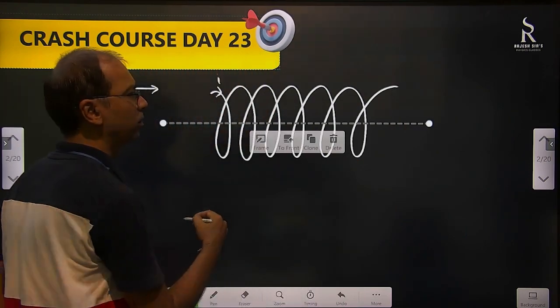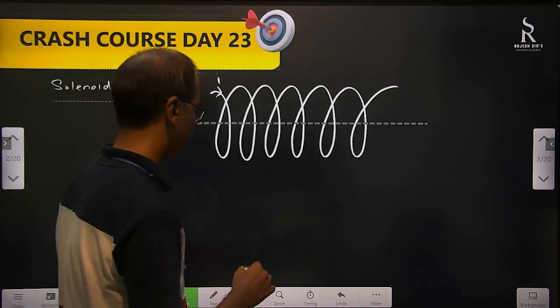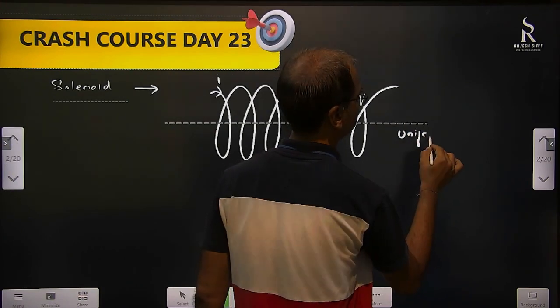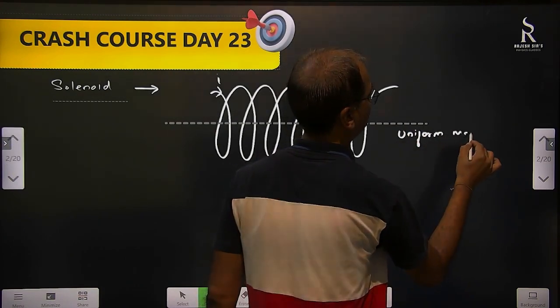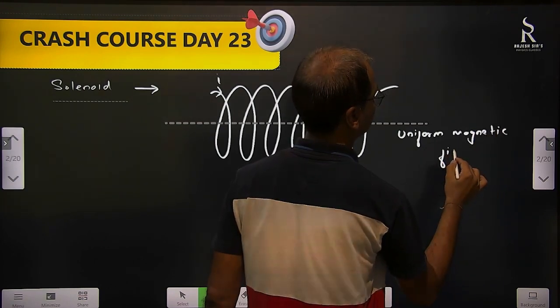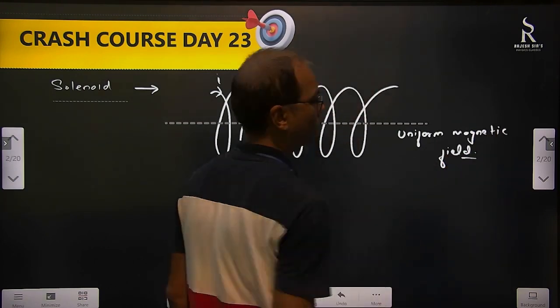What kind of magnetic field will be along its axis? Uniform magnetic field. There will be uniform magnetic field. This field is uniform.